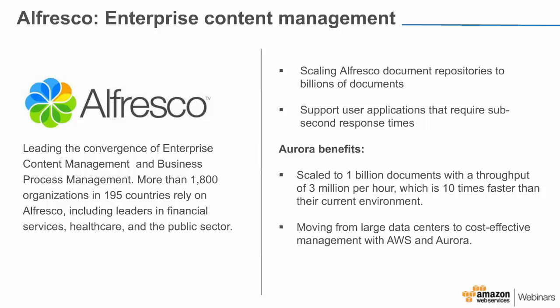And finally, let me tell you a little bit about Alfresco, which is an enterprise content management company. And they have over 1,800 customers in almost 200 countries. They wanted to build a document repository in the cloud that would scale to 1 billion documents. With Aurora, they scaled to 1 billion documents with a throughput of 3 million per hour, which is 10 times faster than their current environment.